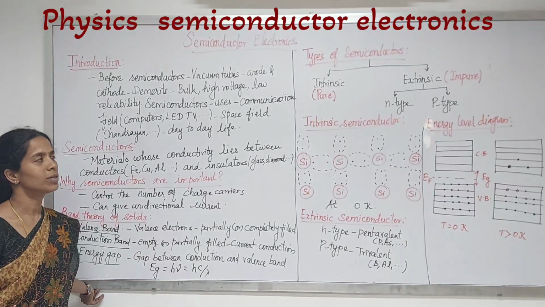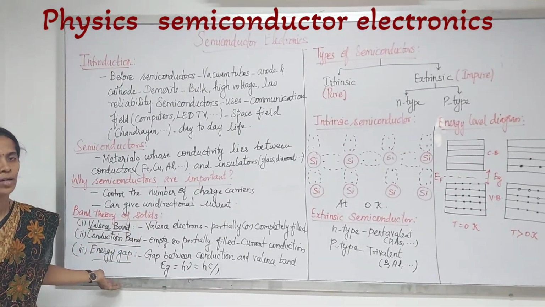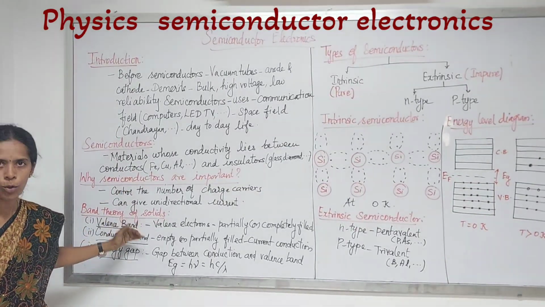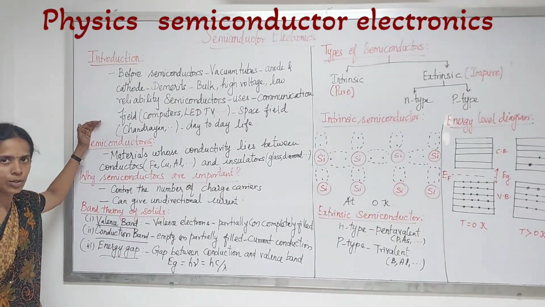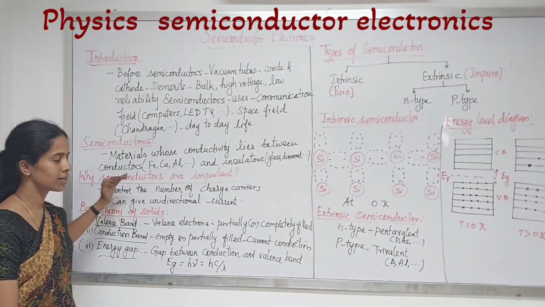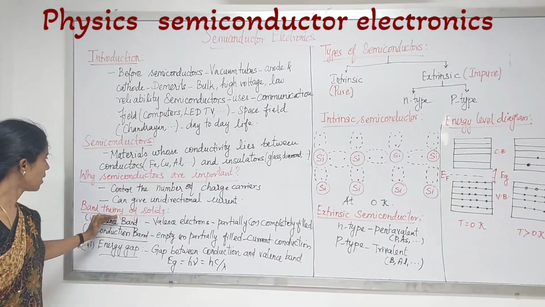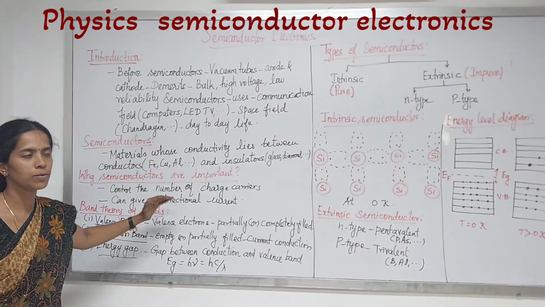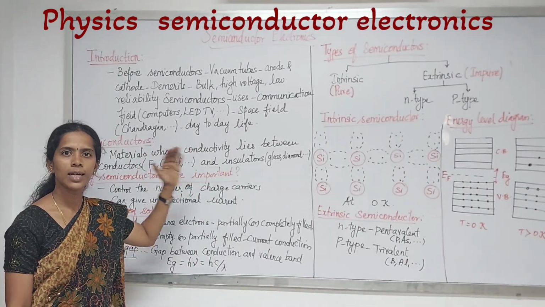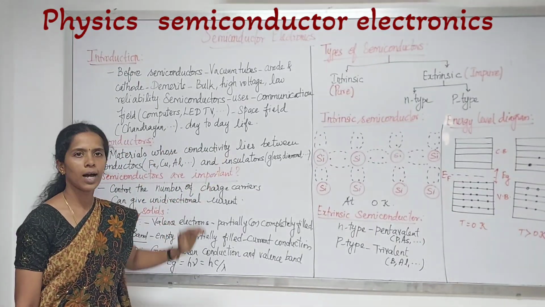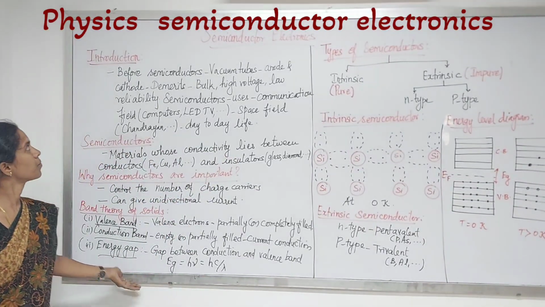We are going to see about semiconductor electronics. Under the heading of semiconductor electronics, we are going to discuss many topics. The first one is introduction, the second is semiconductors, the third is why semiconductors are so important, and the fourth is the band theory of solids. The next one is types of semiconductors. In the types, we are going to discuss intrinsic and extrinsic semiconductors.